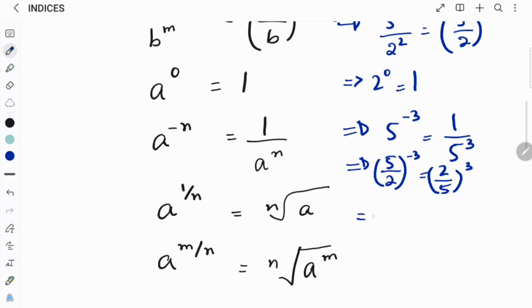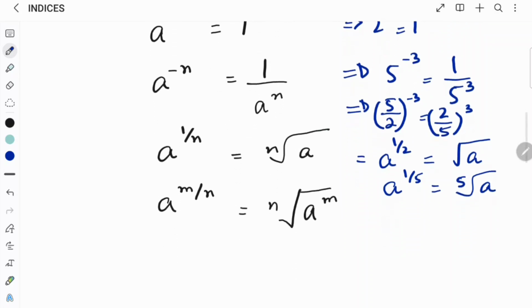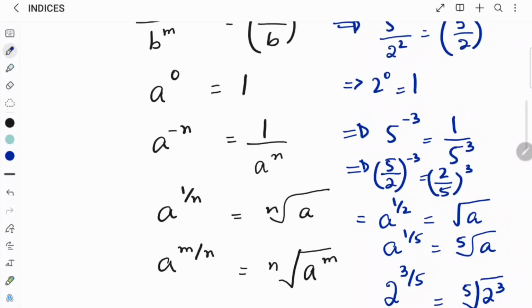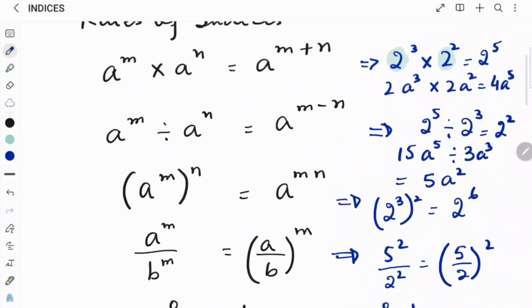Now come to this one. For example, if you have a power 1 over 2, you write down square root of a. For example, you have a to the power 1 upon 5, you write down fifth root of a. The next thing, if you have, for example, here 2 to the power 3 upon 5, so you write down fifth root of 2 cube like this. Before we start any past paper question, I told you all the rules.